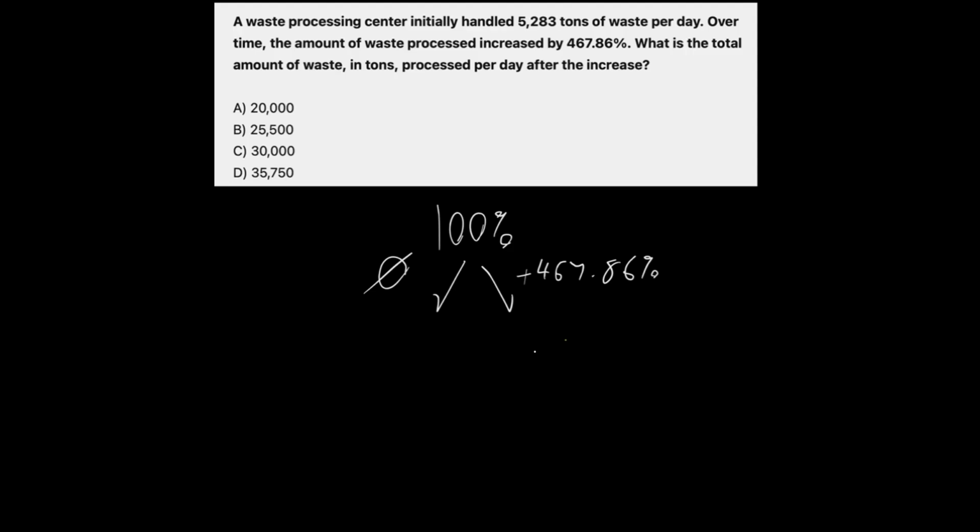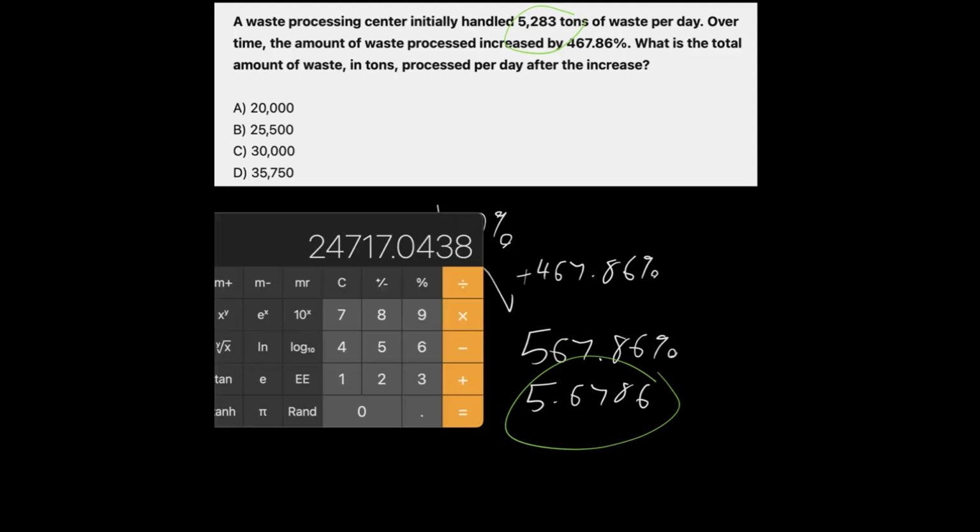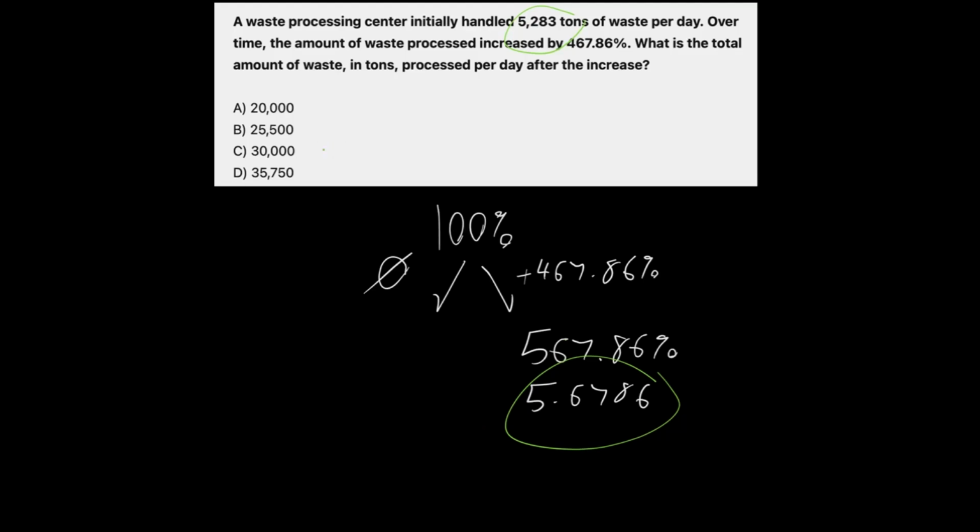So now if we go ahead and add, we'll have 567.86%. And putting that in decimal form, that's 5.6786. So that's the number that we need to multiply our original 5,283 by. So let's do that. 5,283 times 5.6786. And that comes out to 30,000, which is answer choice C here.